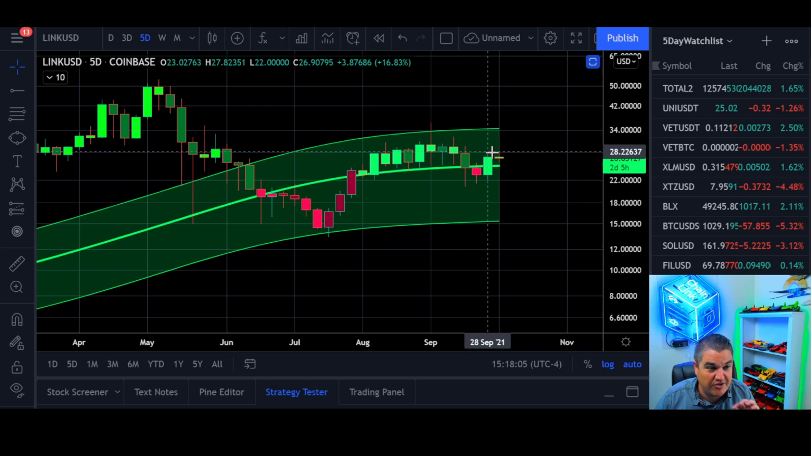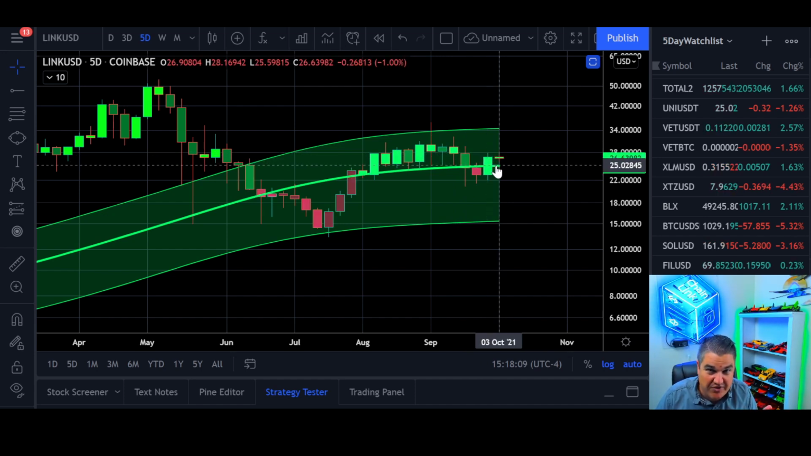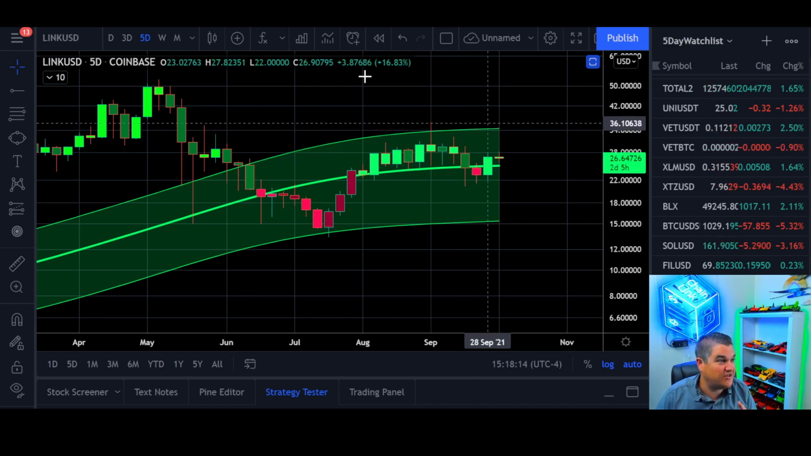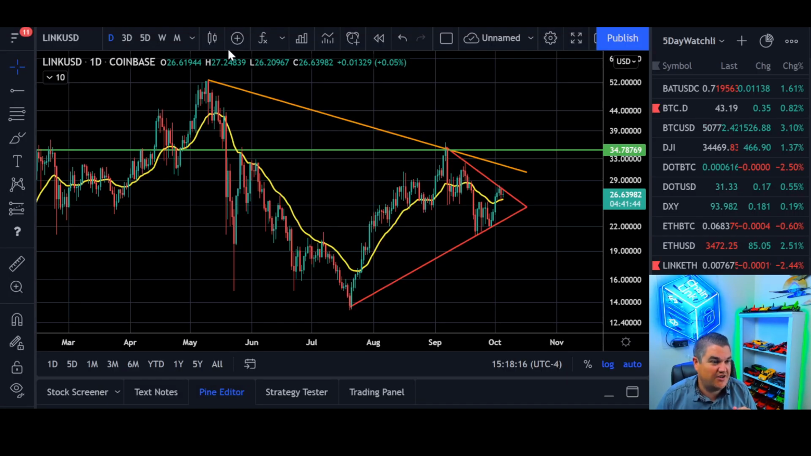So 5-day Gaussian channel looking okay. We're back above the median line. We need to hold that as support, which is right around $25. And then we can have a chance to go back to $35. Good. Next chart. What do we got?